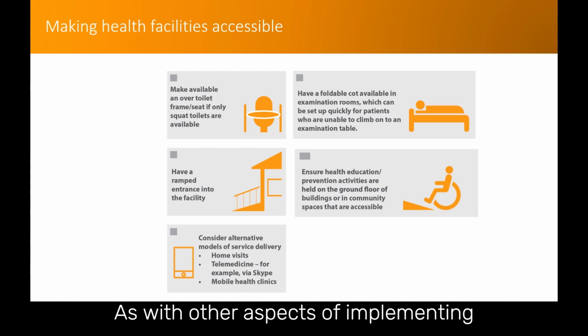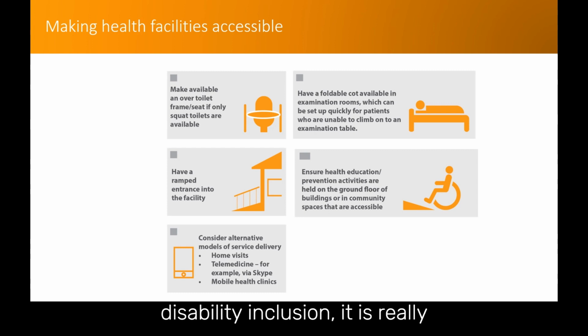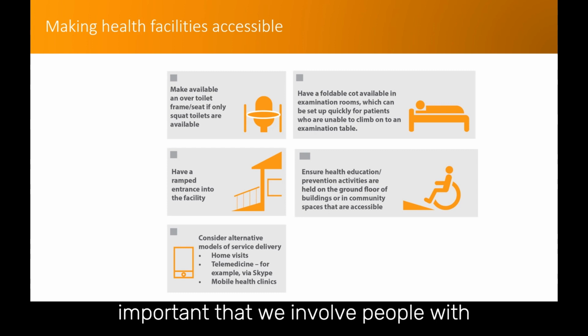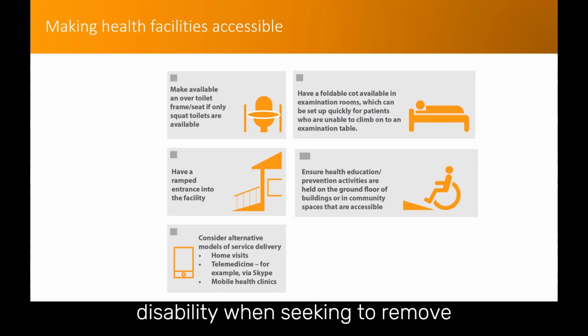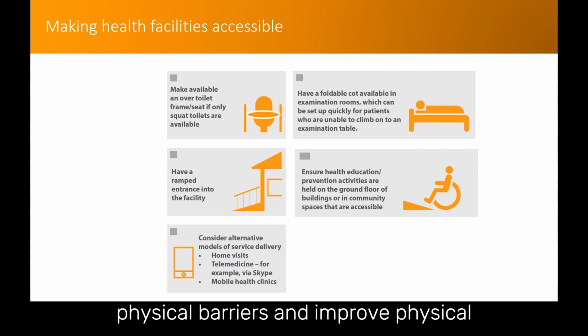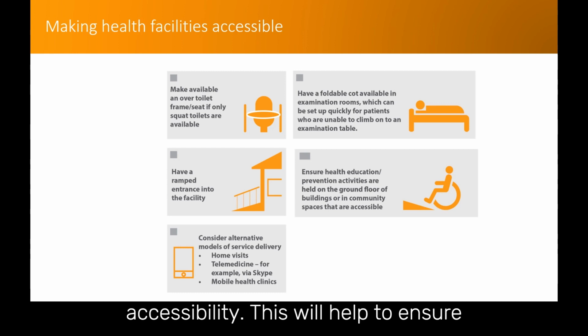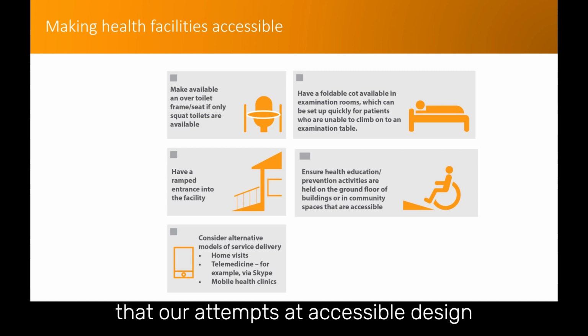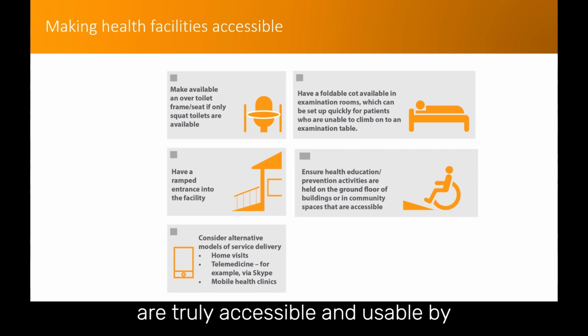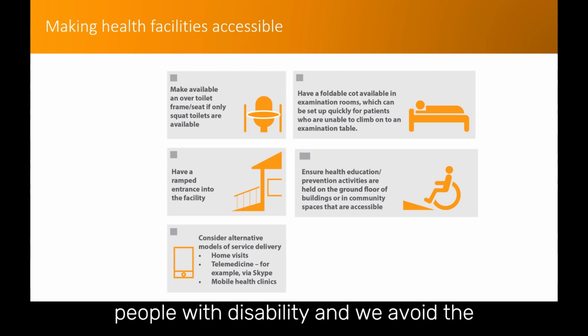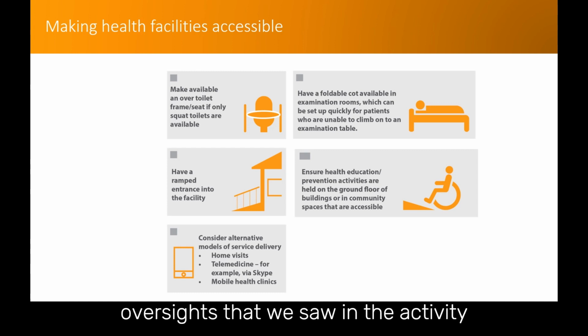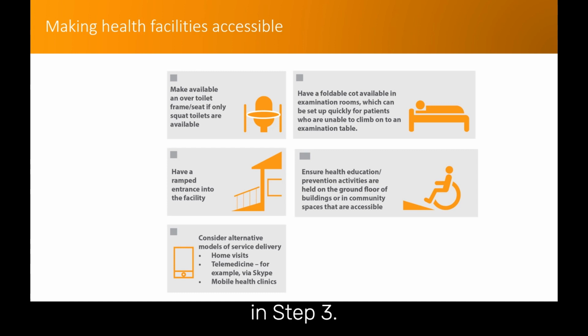As with other aspects of implementing disability inclusion, it is really important that we involve people with disability when seeking to remove physical barriers and improve physical accessibility. This will help to ensure that our attempts at accessible design are truly accessible and usable by people with disability, and we avoid the oversights that we saw in the activity in step 3.